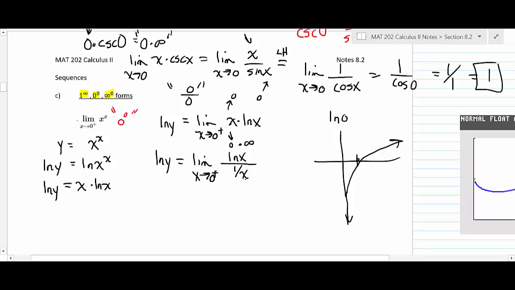Is that the same? What happens if you divide by 1 over x? What are you really doing? You're multiplying by x. I changed it into a fraction. That's kind of a clever way of doing that, but now I'm ready to do L'Hopital's rule.